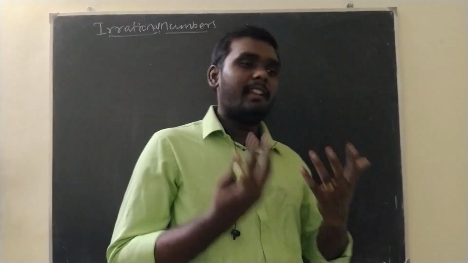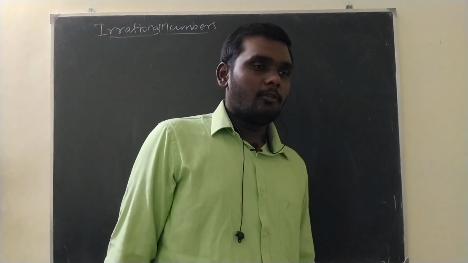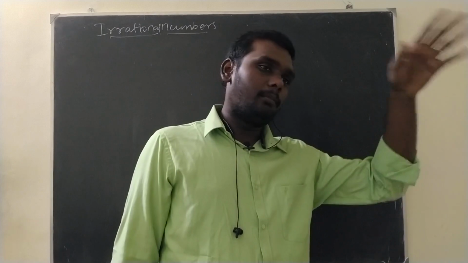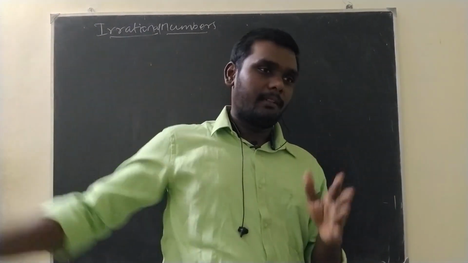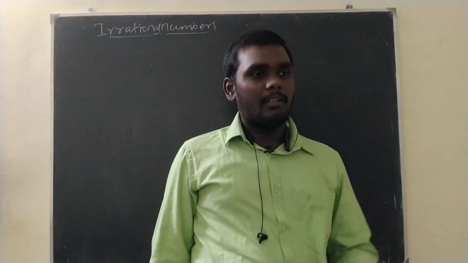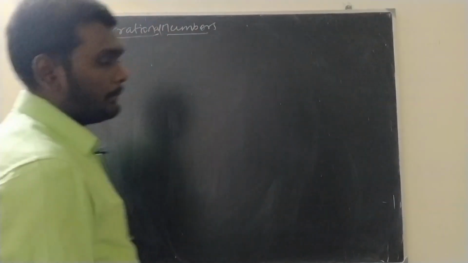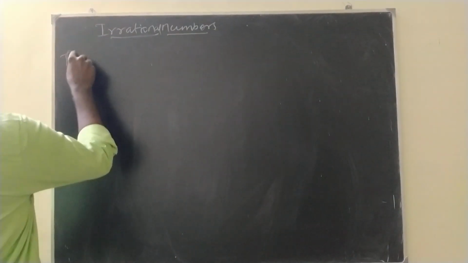Non-terminating means it will not end. It goes and goes and goes on. Also non-repeating. Repeating decimals also go on and on, but they repeat. But irrational numbers are non-terminating and non-repeating. So there is one theorem.